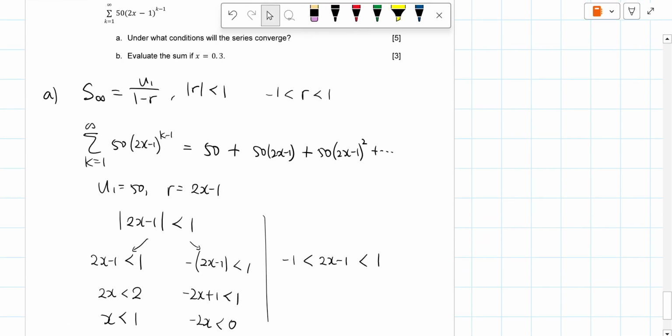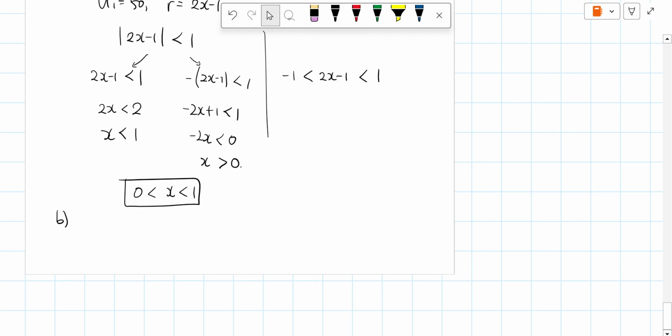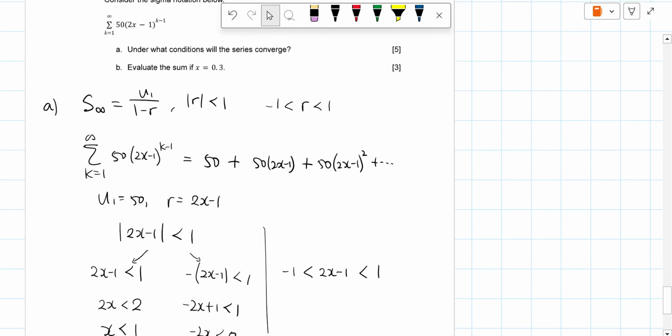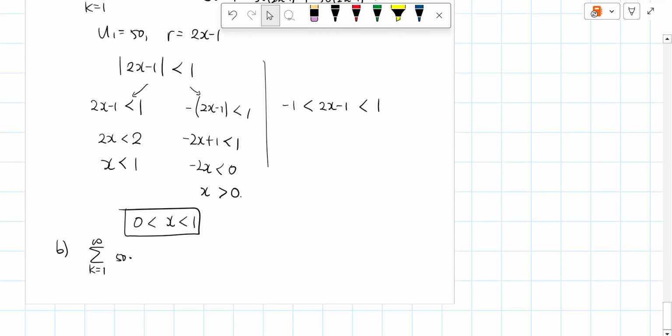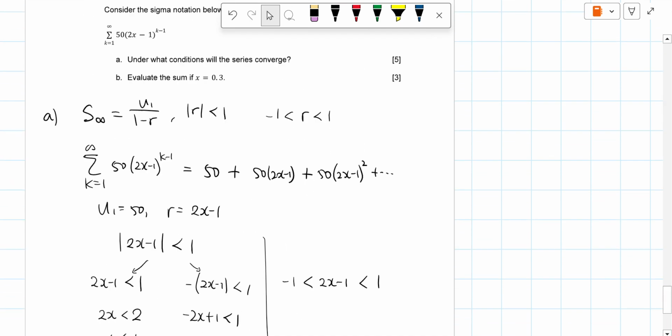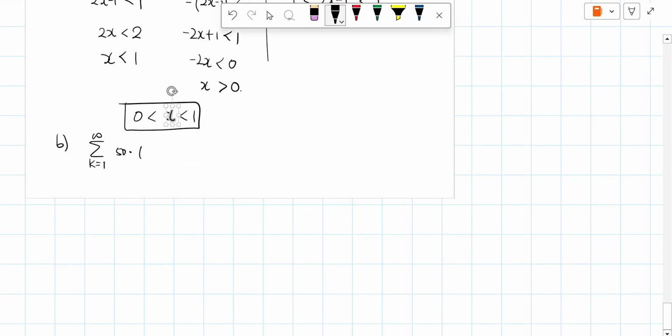Part B. Evaluate the sum if x is equal to 0.3. So let's evaluate the sum when x is equal to 0.3. The sigma notation looks like this: 50 times, with x being 0.3, 2x minus 1 would be 2 times 0.3, which is 0.6. 0.6 minus 1 would be negative 0.4, to the power of k minus 1. So we know that u1 is equal to 50 and r is equal to negative 0.4.